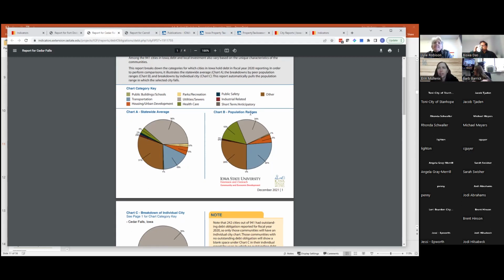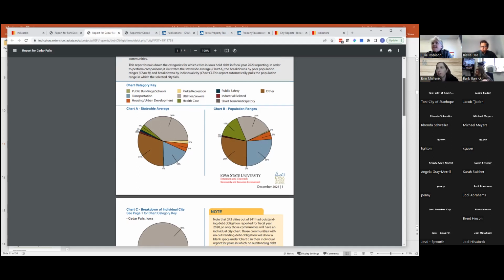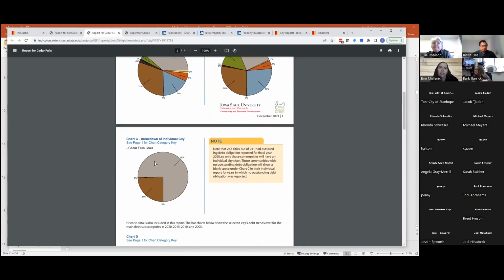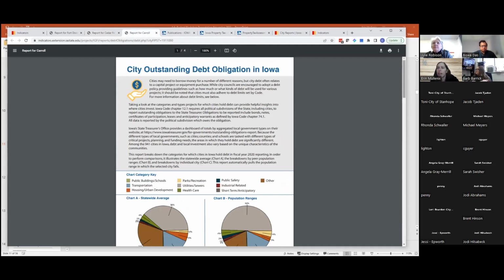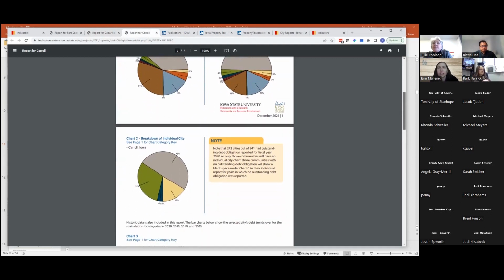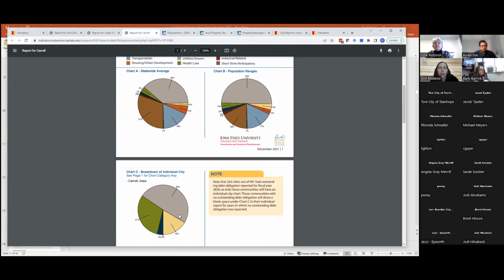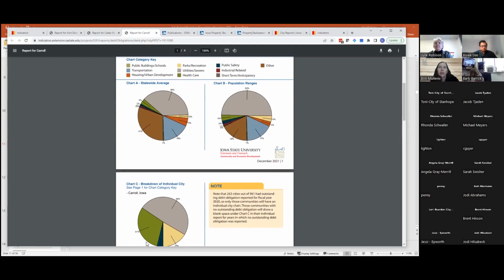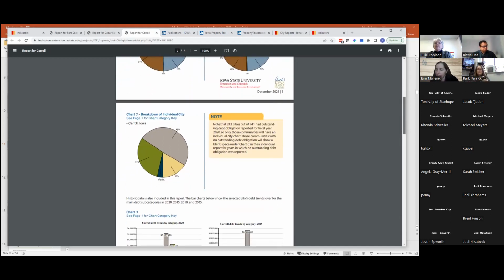But again, we've got the statewide average, the population range that you fall in, and this is Cedar Falls, just for example. And then chart C here is the city specific breakdown. So in Cedar Falls, they have the largest pieces, utilities and sewer, and then other, for example. I pulled up one more just for example. Again, the population range is fairly specific to the size of city, and then they've got a few other categories here. This is the utilities again, in 2 shades of green, so it's kind of tricky. It looks like healthcare, parks and recreation, and public safety making up their categories.